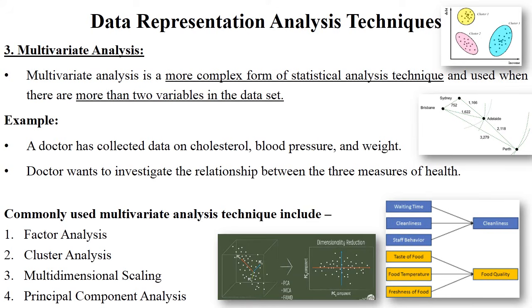See the second diagram, that is factor analysis. There is a distance shown for each and every city. So this is factor analysis. Now see the third, multidimensional scaling. Then principal component analysis, that is PCA. It converts two-dimensional data into three-dimensional format. So these are principal component analysis representations. And multidimensional scaling, see, for example, cleanliness depends on waiting time, staff behavior. Food quality depends on taste of food, food temperature, freshness of food, right? So this graph is called multidimensional scaling. So for representing multivariate analysis, we use factor analysis, cluster analysis, and multidimensional scaling.